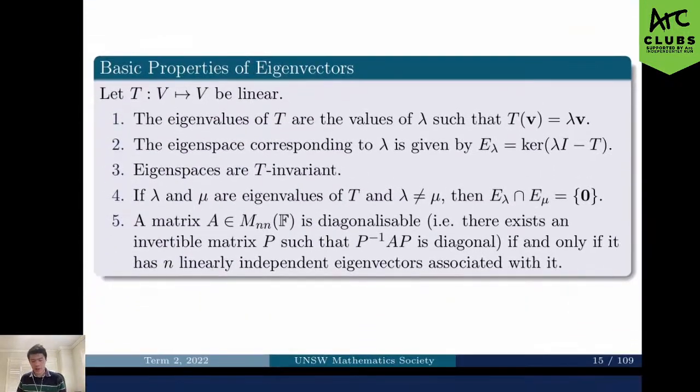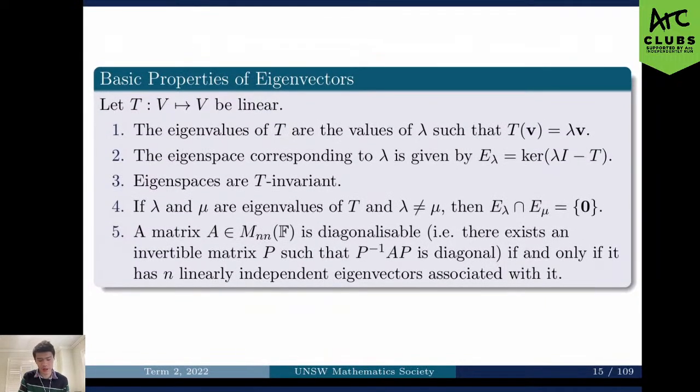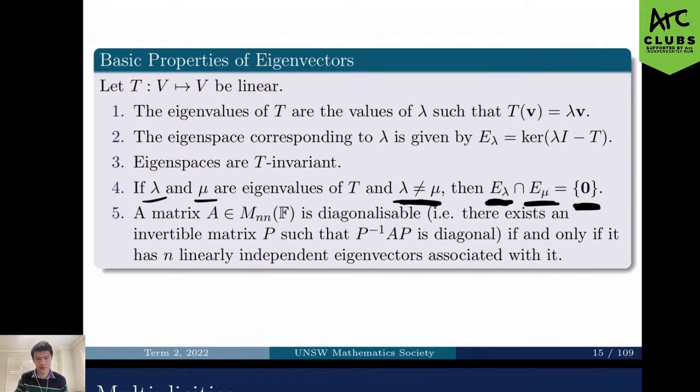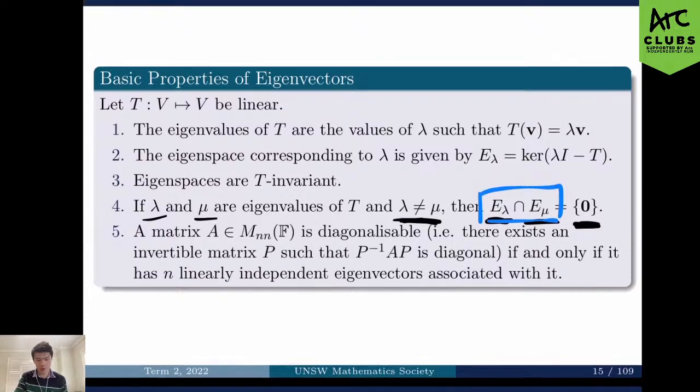The last two properties that we need to know. Basically what this is saying is that for two distinct eigenvalues, lambda and mu, which are two different eigenvalues of T, so they're not equal, the intersection of their eigenspaces is equal to 0. And that kind of makes sense because you can't really be an eigenvector of two different eigenvalues, right? If you're in the intersection, then somehow you've managed to achieve two different properties, right?